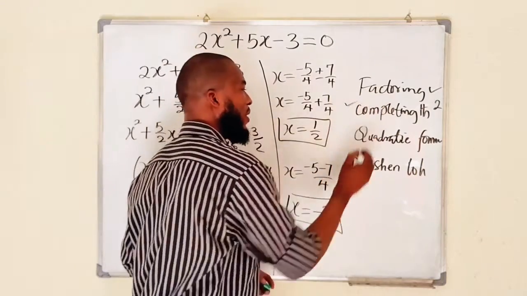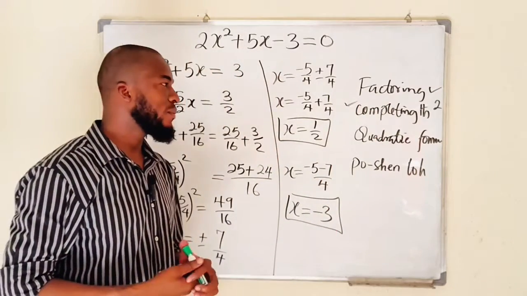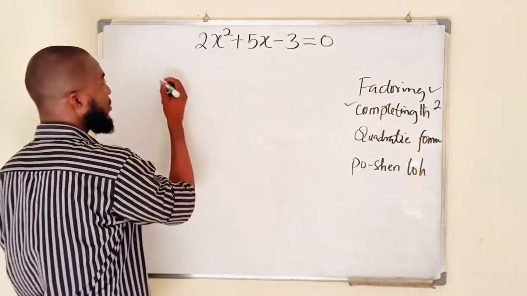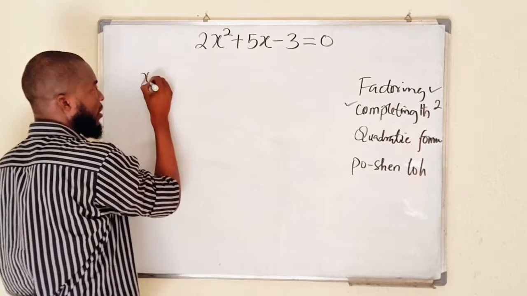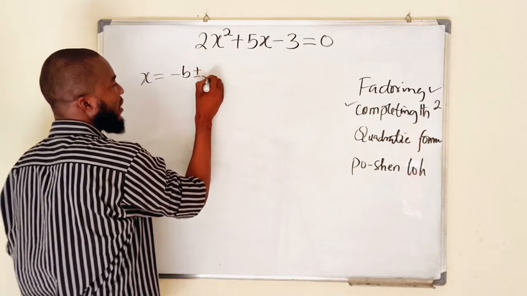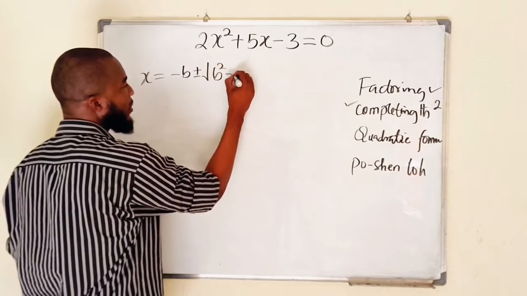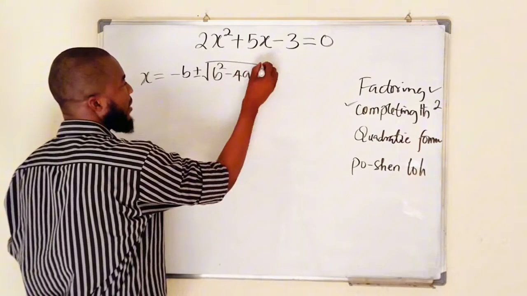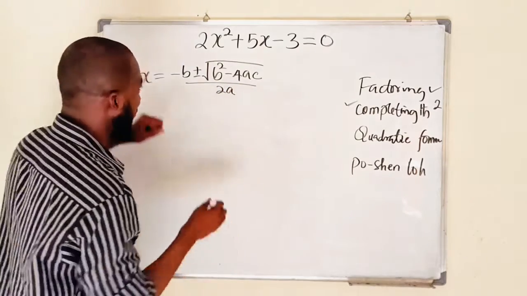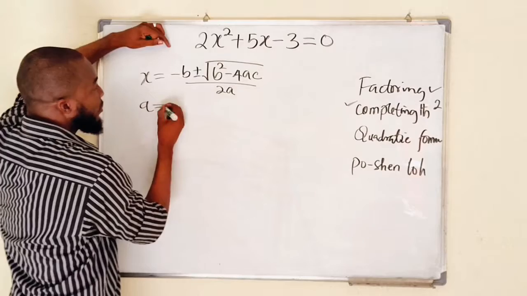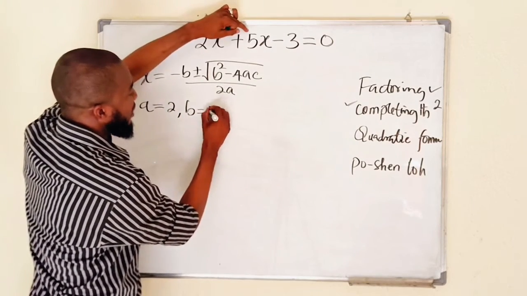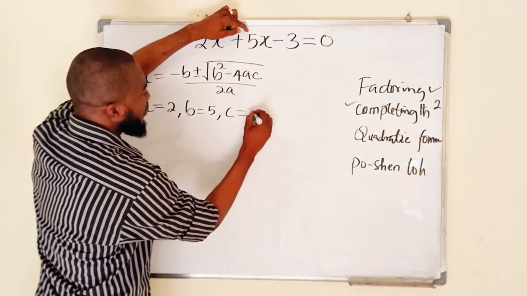Moving on to quadratic formula. All right, the general formula for solving quadratic equation, remember it is x equal to minus b plus or minus the square root of b squared minus 4ac divided by 2a. But we need to find a, b, and c. A is the leading coefficient, which is 2. B is the coefficient of the middle term, which is 5. And C is the constant, which is negative 3.